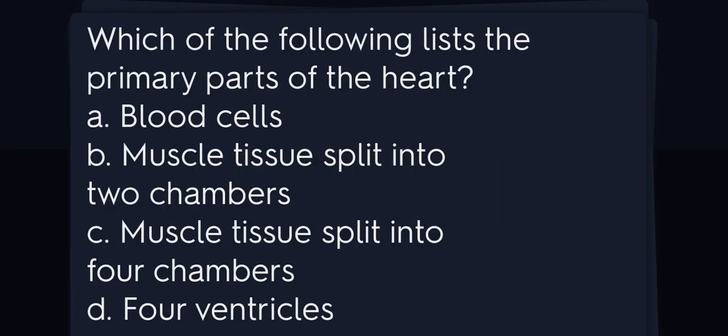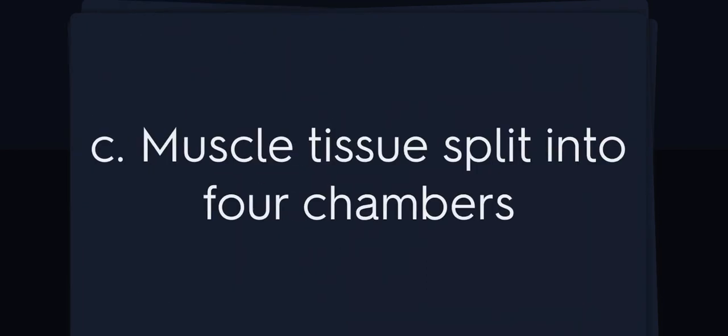Which of the following lists the primary parts of the heart? A. Blood cells. B. Muscle tissue split into 2 chambers. C. Muscle tissue split into 4 chambers. D. 4 ventricles. C. Muscle tissue split into 4 chambers.